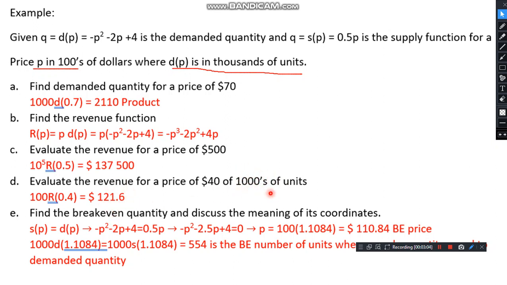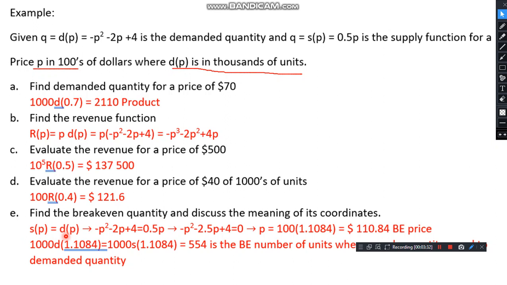Since it's in thousands of units, we don't multiply anymore by the unit of thousands, we only multiply by the unit of the price, which is 100. So 100 R of 0.4, which is $121.6 per thousands of units. That's why we say per thousands of units. If you don't have thousands, so we need it ordinary, we multiply by the unit of the price times the unit of the quantity.